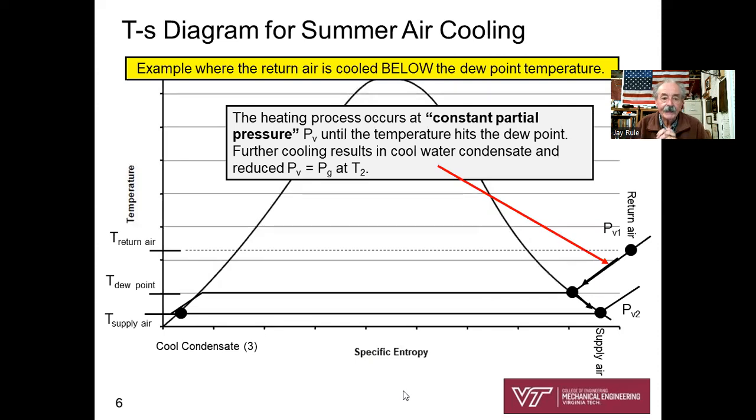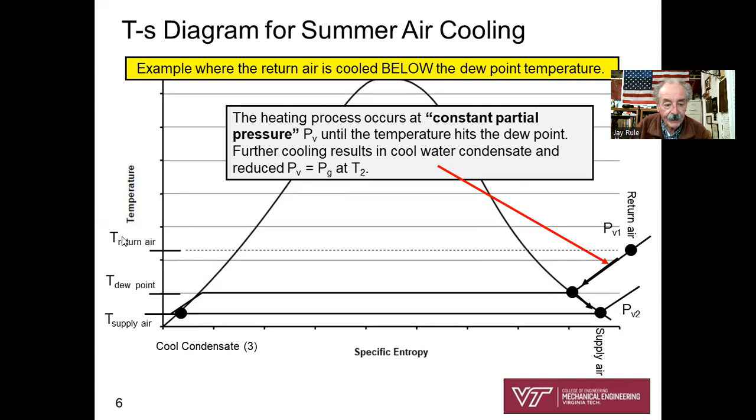Now let's look at the TS diagram that is different than the heating situation. We're going to be coming into our air handler, again, at a low partial pressure. That's why we're low on the TS diagram. Remember, this TS diagram is only looking at the H2O vapor in the air. This diagram does nothing associated with the dry air. That's a whole different situation.